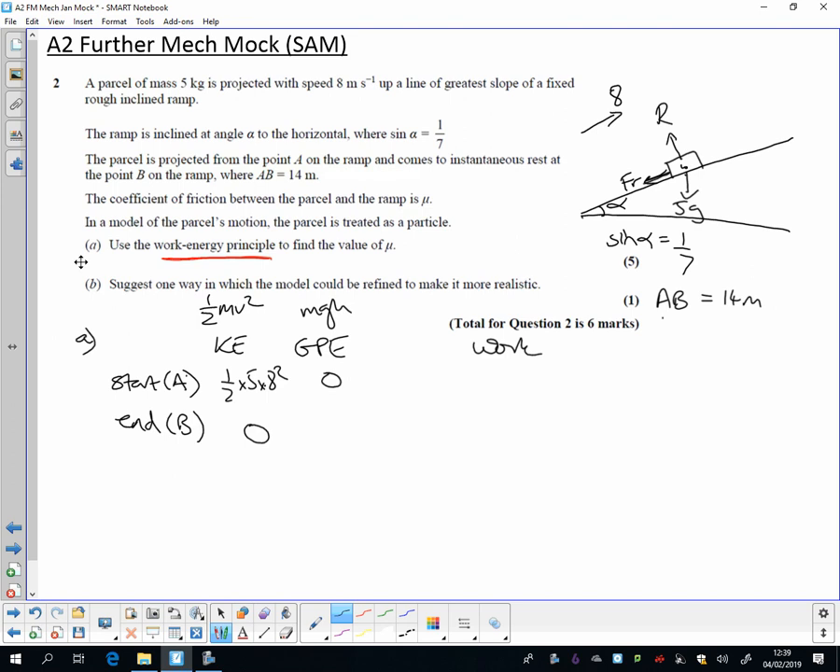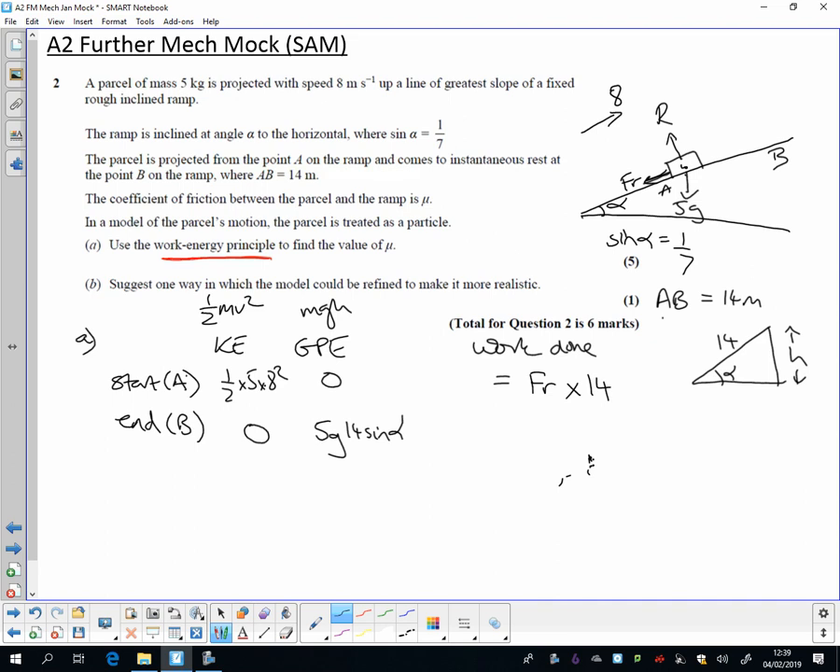Now as it goes up to B, AB is 14 meters, but that's up the line of a slope there with alpha here, and we actually want to know this side, which is opposite the angle. So this one is mass G, and then we need 14 sine alpha is going to be our height, so that gives gravitational potential energy. Now, the work done is going to be the work done against friction. So the work done against friction is going to be friction, the force, times the distance moved.